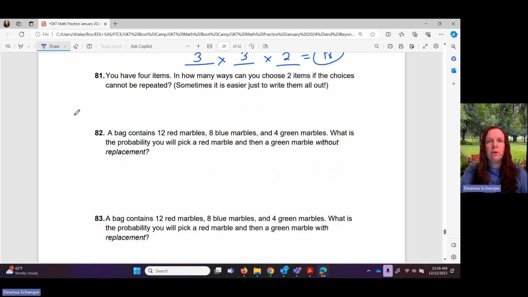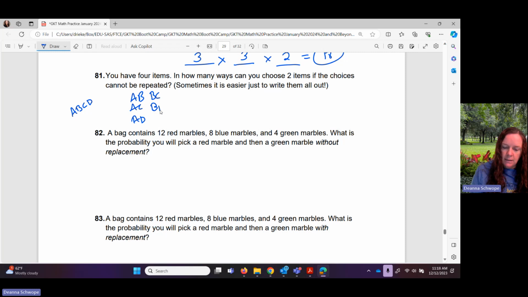All right, number 81, you have 4 items. How many ways can you choose 2 items if the choices cannot be repeated? Sometimes, like I said, it's easier just to write them all out. So what if you had A, B, C, and D, and you can choose 2 without repeating? You could have AB, AC, AD. BA is already used because we had AB, so then we could start with BC, BD. CA is already used, CB is already used, so we have CD, and then D has been used with all of them, so there are 6.